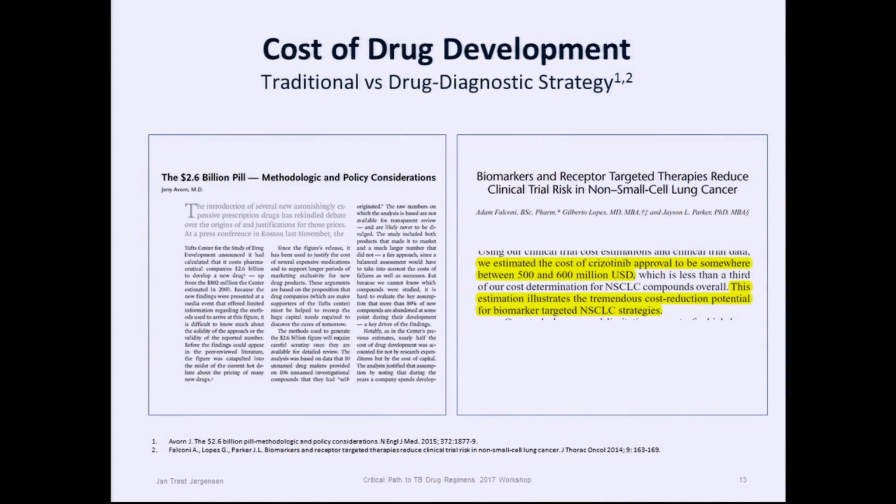and then compare it to the drug diagnostic strategy. Our colleagues there at Toronto University estimated the drug development cost for crizotinib, and they came up with a figure of $500 to $600 million, significantly lower. So also, in this respect, it seems like the drug diagnostic strategy has something very positive to offer.